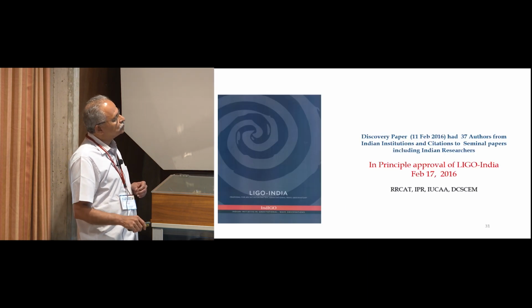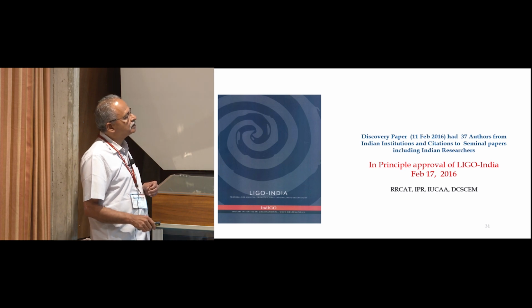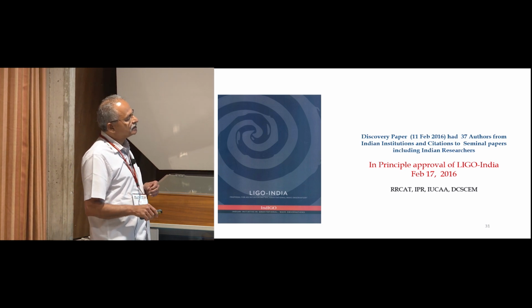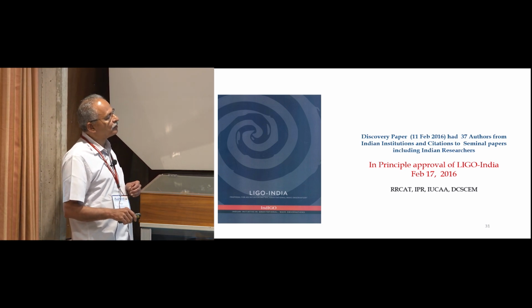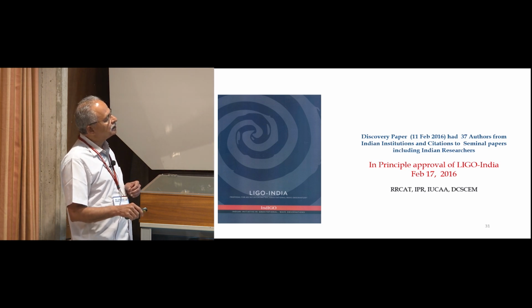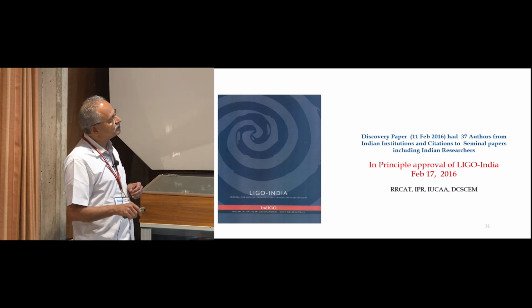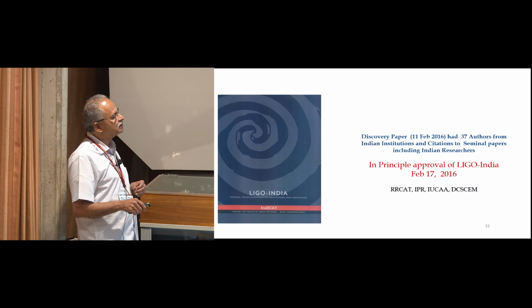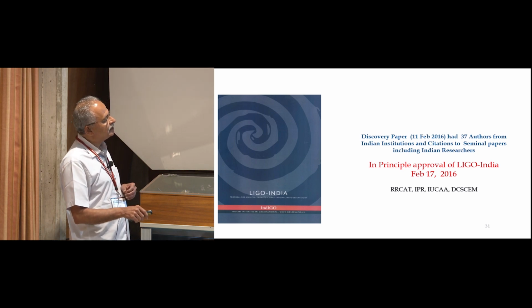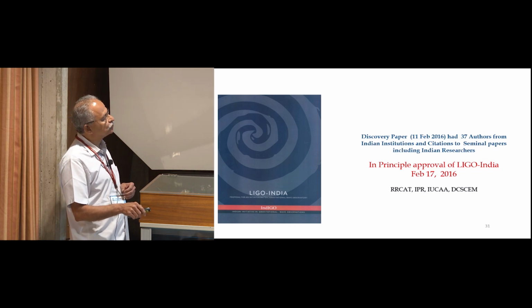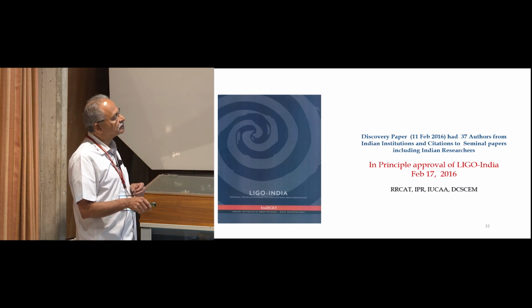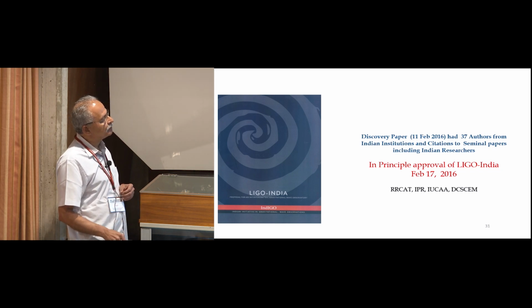So again, to come back to the LIGO India story, because we were part of the LIGO Scientific Collaboration from 2011, in this discovery paper, which got the Nobel Prize, there were 37 authors from Indian institutions, and in the paper you would see citations to important papers written by these two groups.